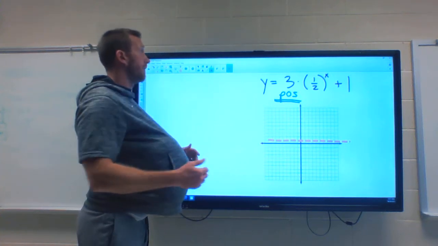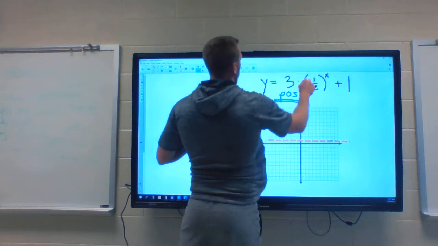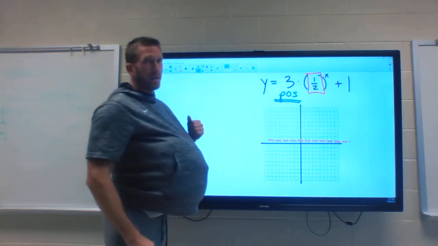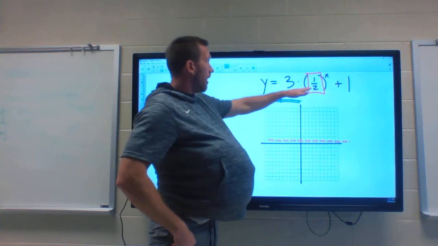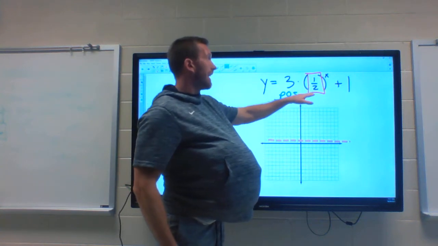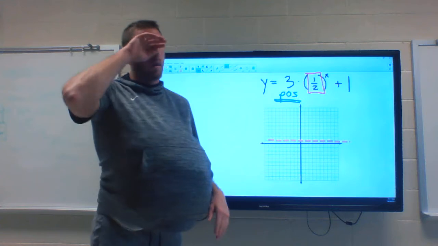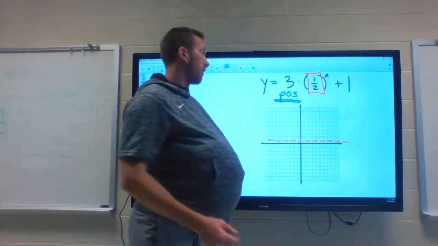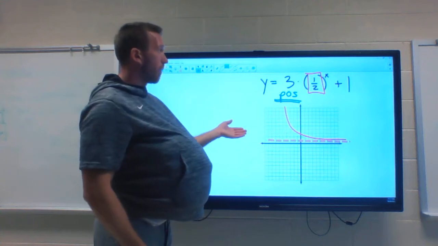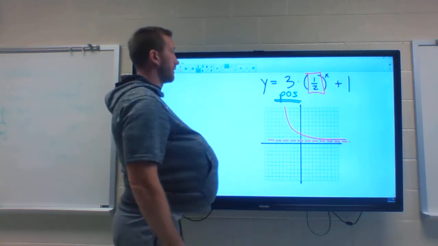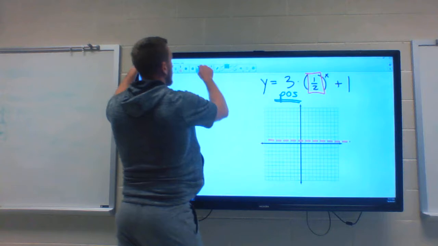Second, we're going to look at what type of value our base is. Since our base is a fraction here, and it's above the asymptote, and this fraction specifically is less than 1, now we know we're going to have a decay function. So it's going to model this type of shape. At the end of this problem, we should have a graph that models this shape. Right, so I just want to key in on that.